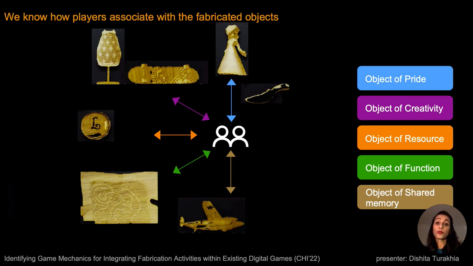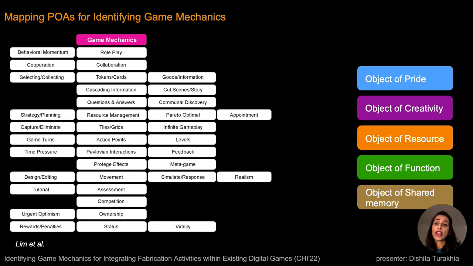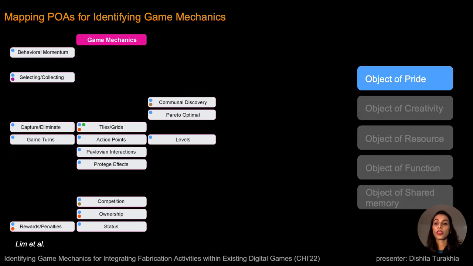So now that we know how players associate with fabricated objects from the games, we can use this list of identified player object aesthetics and map it to identify the links between them and existing game mechanics from the comprehensive list presented by Lim et al. Through these color-coded mapped links, we identified which game mechanics offer the potential of integrating fabrication that lead to these 5 player object aesthetics.